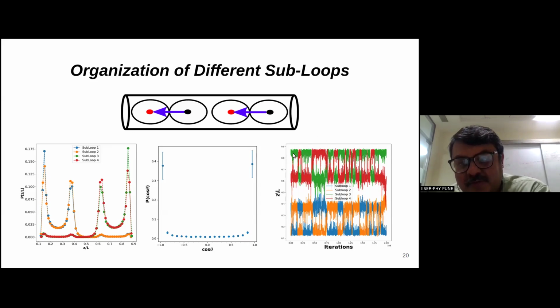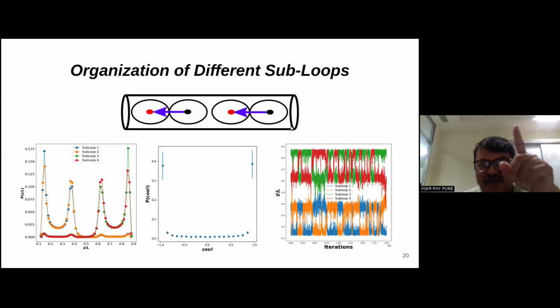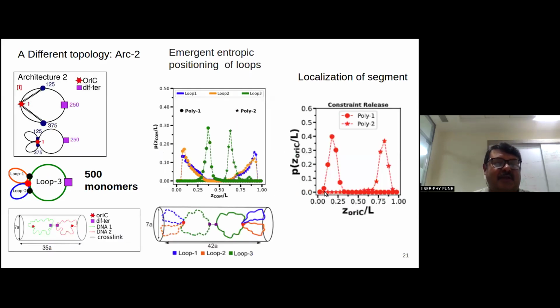And this is what we have: this is time or iterations in the simulation. This is the center of mass of one of the loops. This red color is the center of mass of the other loop, and so on and so forth. What you see is once in a while they interchange positions, but otherwise they remain well segregated along the length of the cylinder. So this is Z by L, which varies from 0 to 1, and they remain well segregated. When the green comes here, the red goes here. So what we are showing is that this is well separated.